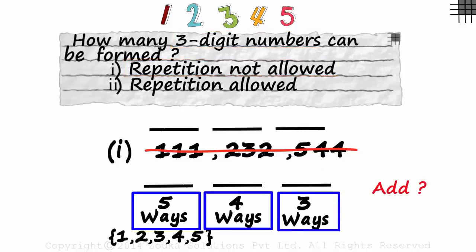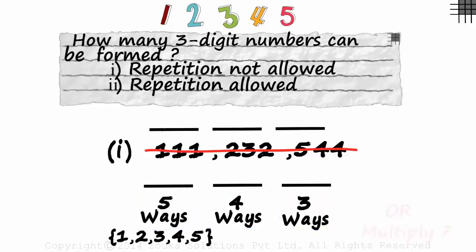Do we add these 3 or do we multiply them? What are we doing? Are we filling in the first slot or the second slot or the third slot? Or are we filling in the first slot and the second slot and the third slot? It will be and. Yes, we are filling all 3 slots and not just one.